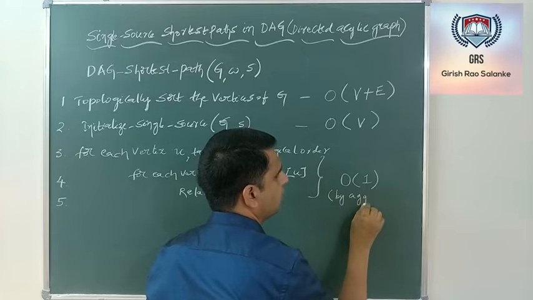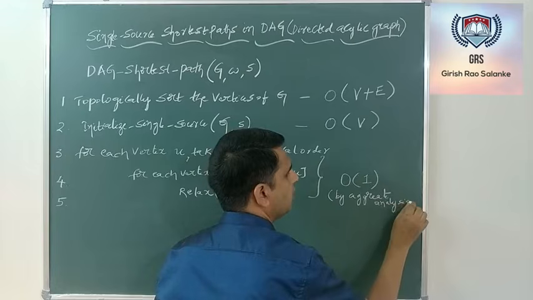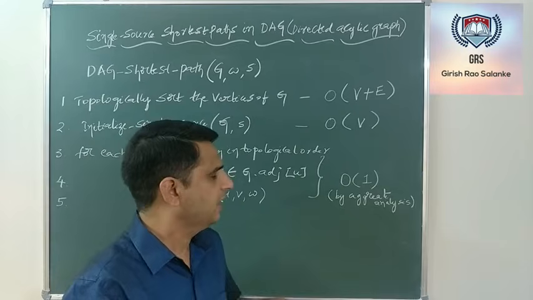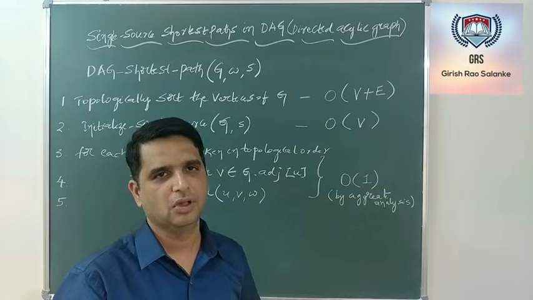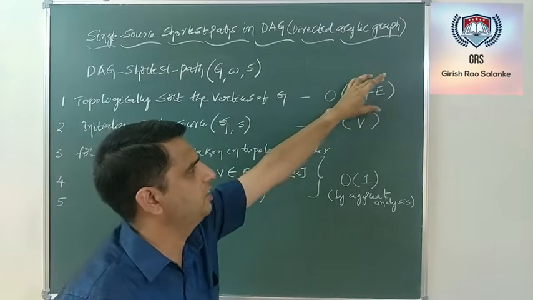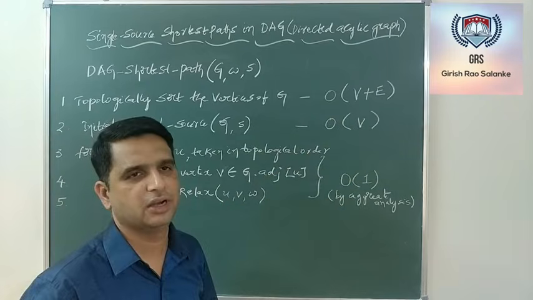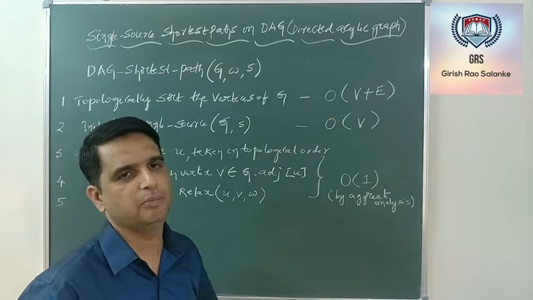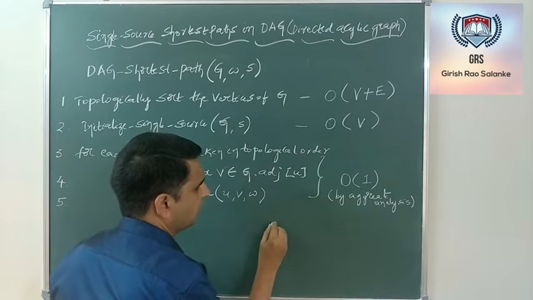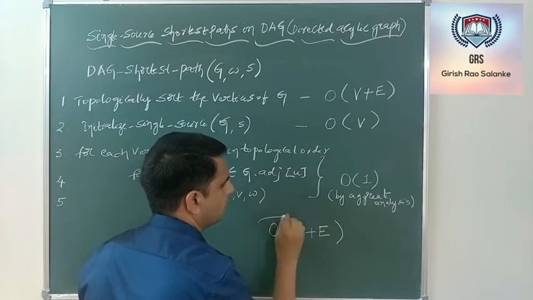I am repeating. Note that it is not v square. On aggregate analysis or by amortized analysis, we can conclude that it takes constant time. Now, what is the time complexity of this? The first part takes order of v plus e time, the second part takes order of v time, and the third part takes constant time. Among these, asymptotically, the bigger is order of v plus e. Hence, the time complexity of this algorithm is order of v plus e.